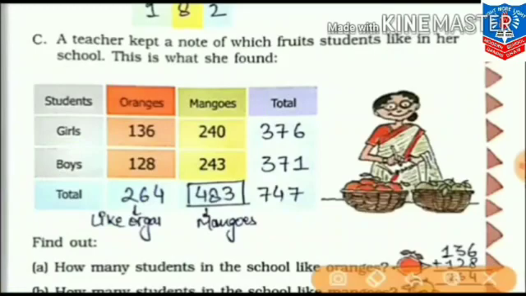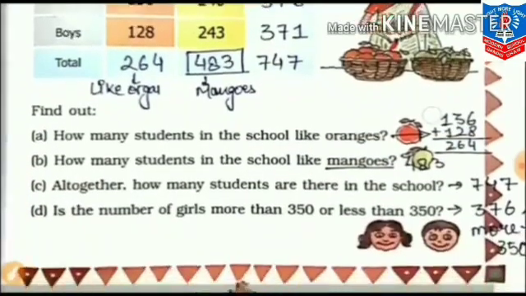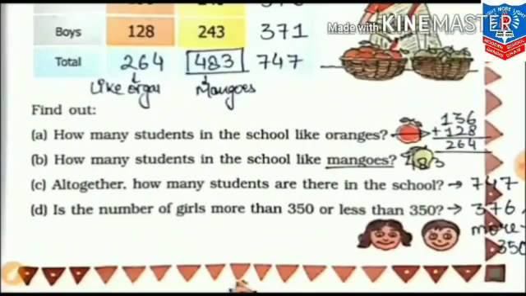Now how many girls like oranges? 136. How many girls like mangoes? 240. How many boys like oranges? 128. How many boys like mangoes? 243. Okay. So we have to find out the answers below.